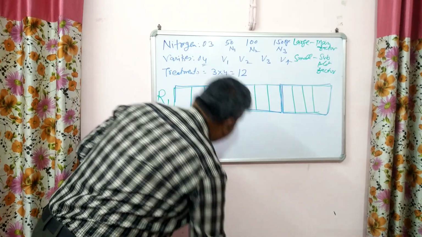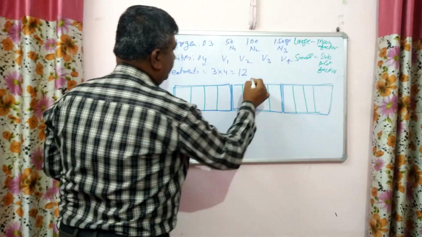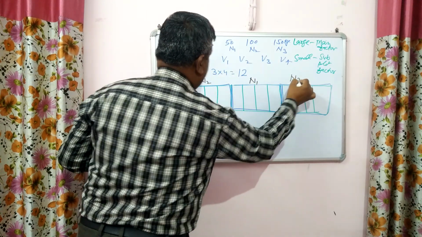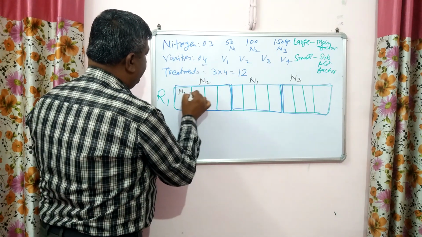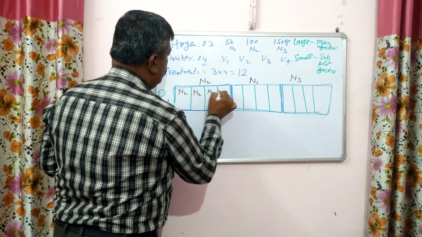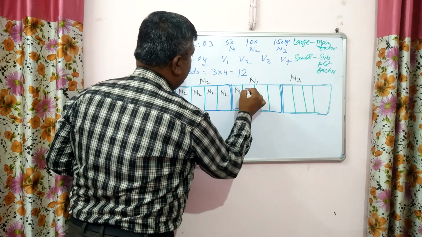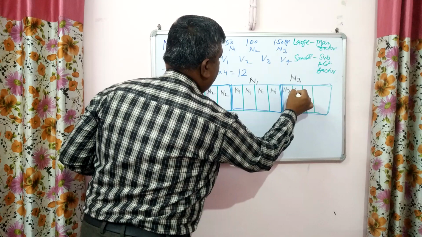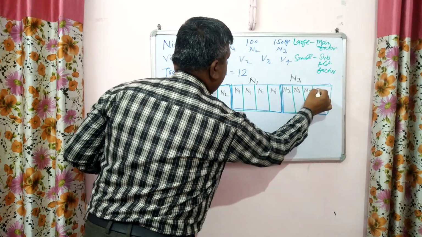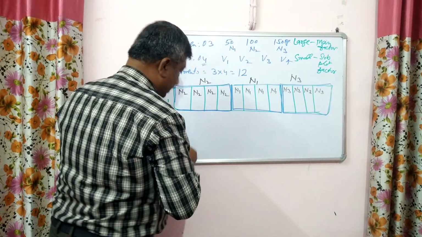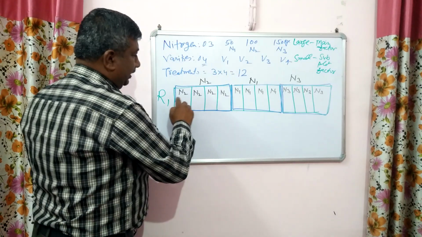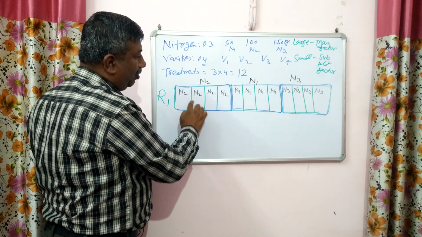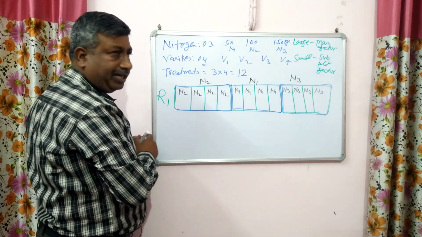Now randomly assign. Suppose it is N1, it is N2, this is N3. Okay, so it will keep N2, N2, N2, N2. Here N1, N1, N1, N1. Here N3, N3, N3 and N3. Now this is the main plot of N2, which will receive the same amount of nitrogen.